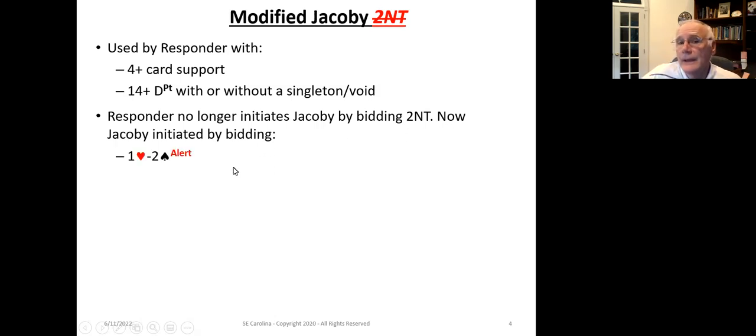Instead of bidding two-no trump, if the suit is hearts, we're going to use one heart, 2 spades. Some people are going to say, I use that for a weak jump shift. Well, I think whoever invented the weak jump shift did a great disservice to bridge. It's kind of like standing up to your opponents and waving a flag and saying, "Hey guys, I don't have anything."